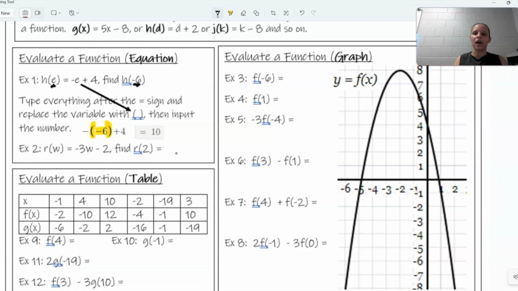Now, you can definitely do this by hand, depending on how great your math is. But we're going to focus on the calculator. It says type in everything after the equal sign. So we're going to go ahead and put that into the calculator.